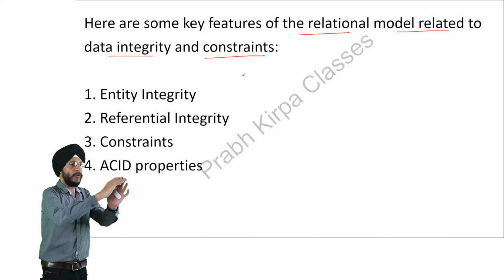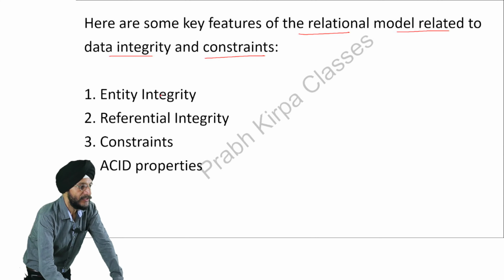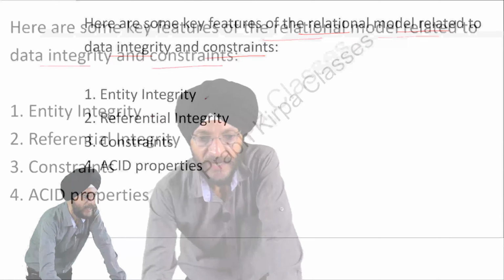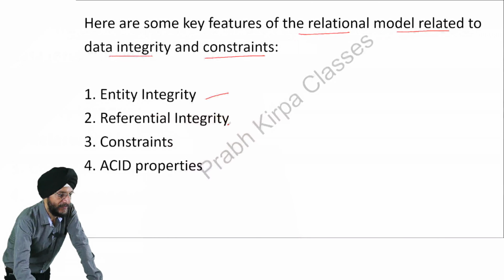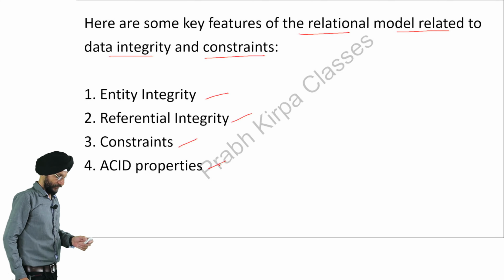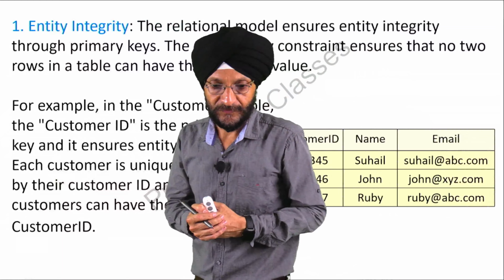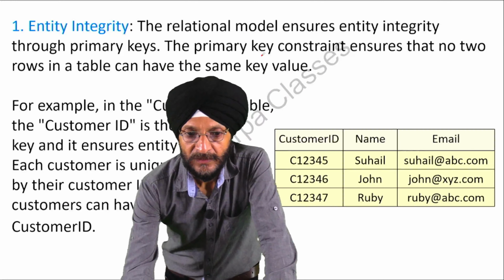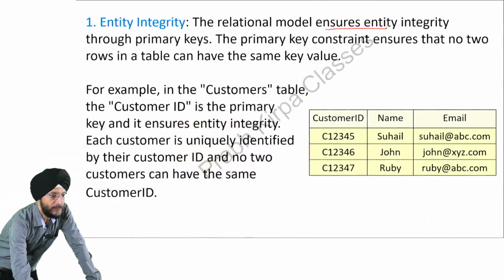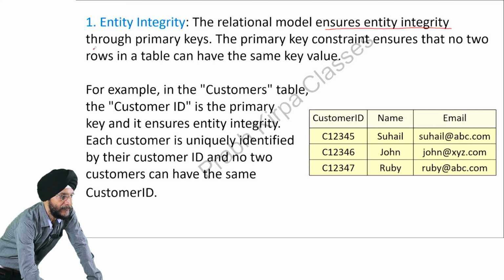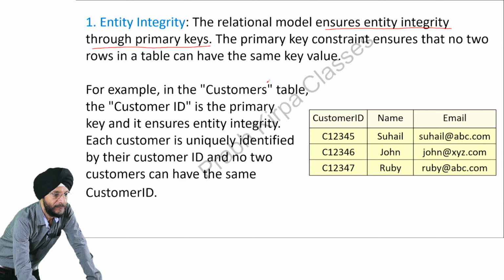We will discuss the same with the help of these subheadings. First is entity integrity, referential integrity, constraints, and ACID properties. First is entity integrity. The relational model ensures entity integrity through primary keys.